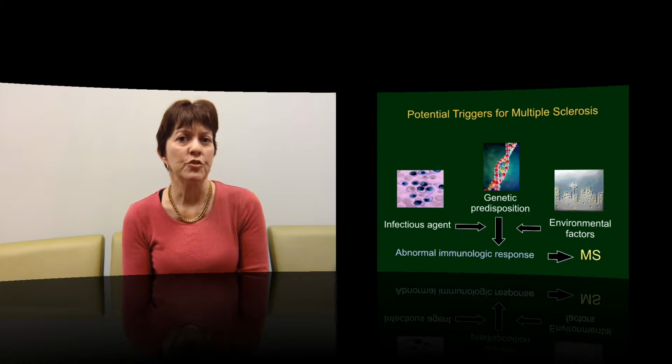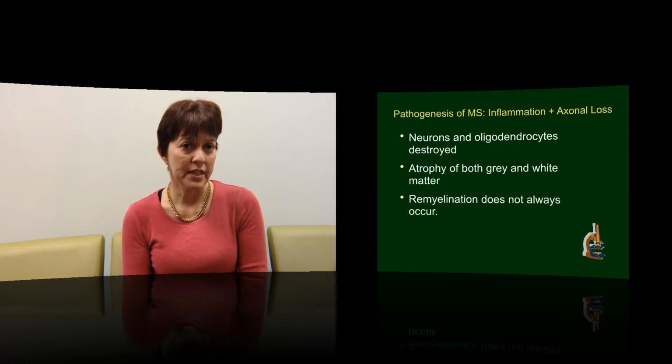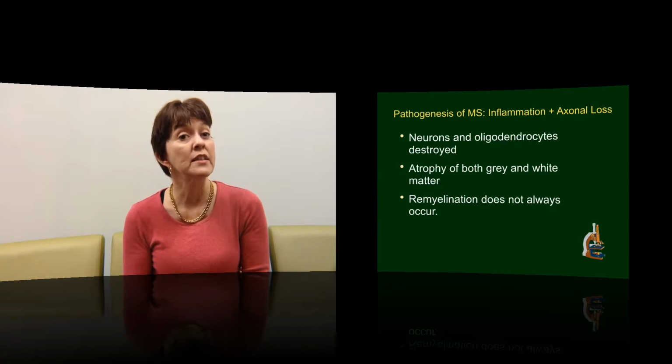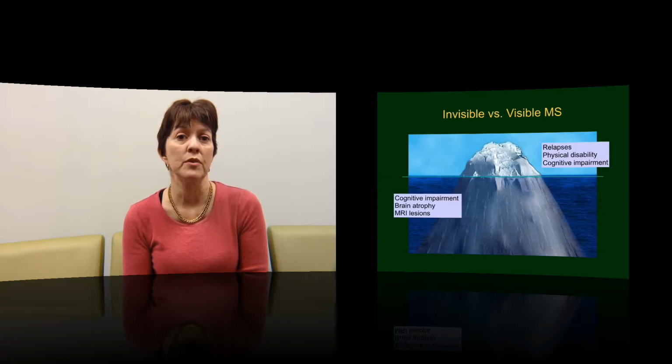There are multiple potential triggers for MS: infectious agents, environmental factors, genetic causes that combine to create an abnormal immunologic response that results in multiple sclerosis. The pathogenesis of MS isn't fully understood, but involves inflammation as well as axonal damage, and this affects both gray and white matter in the brain and spinal cord.